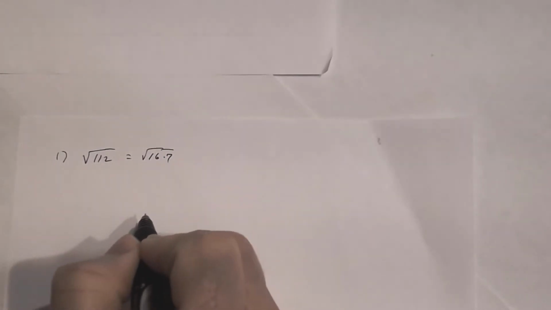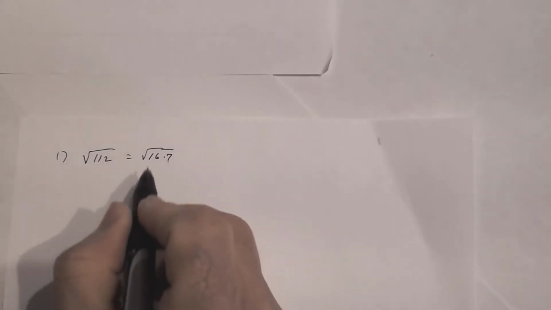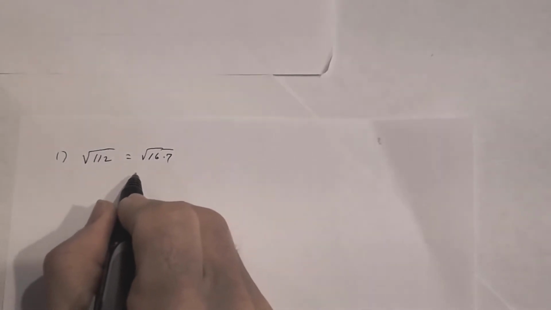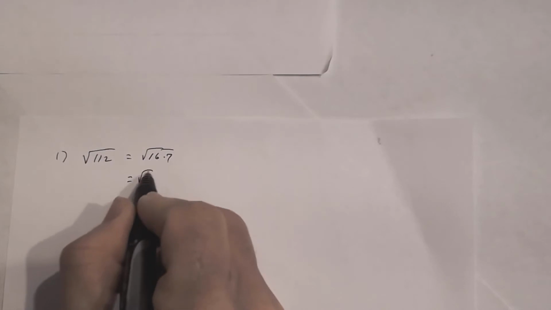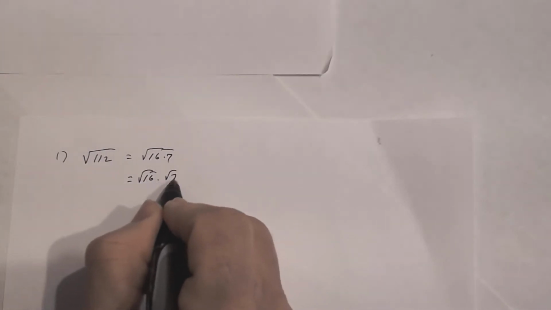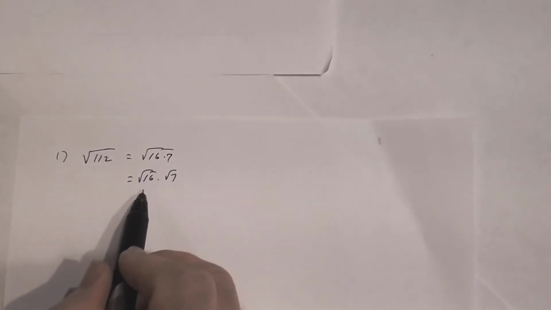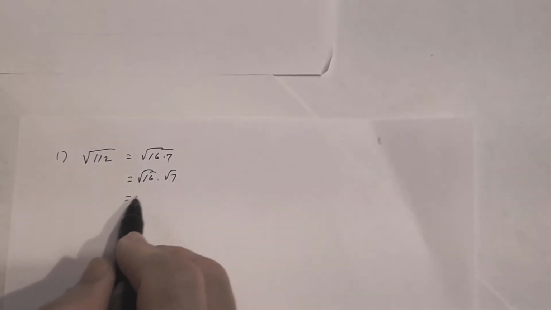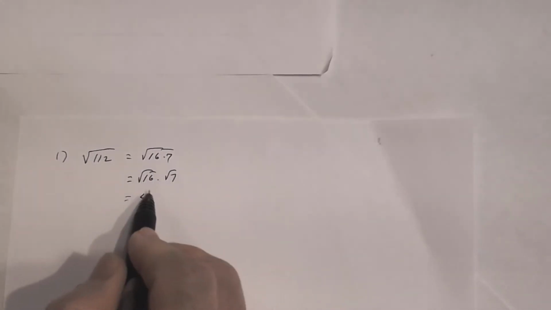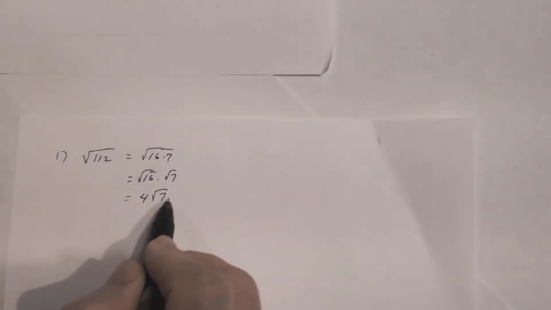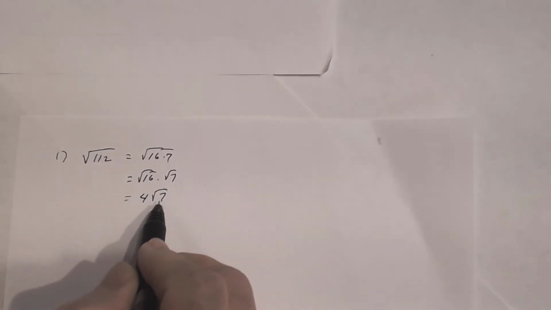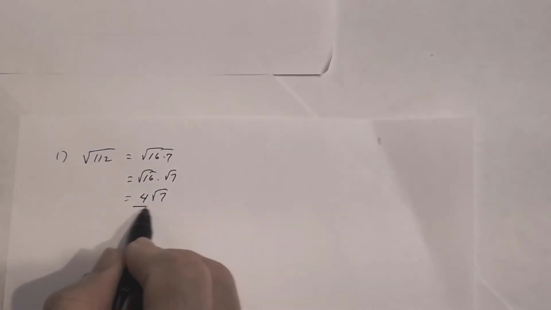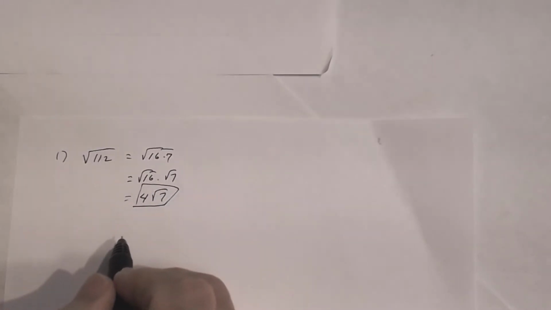So if you need to use your calculator, use your calculator. And then using the product rule, we can write this as the square root of 16 times the square root of 7. And remember, the whole purpose of using a perfect square was that when you take the square root of 16, you just get 4. And so the answer here would be 4 square root of 7. And remember, I cannot simplify the square root of 7 because the only perfect square that goes into 7 is 1.